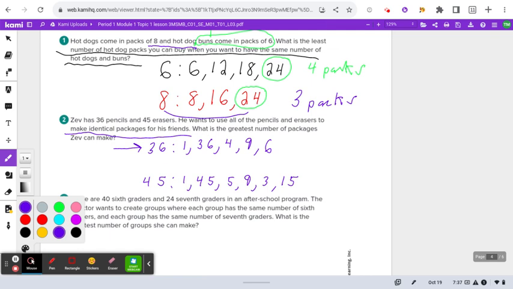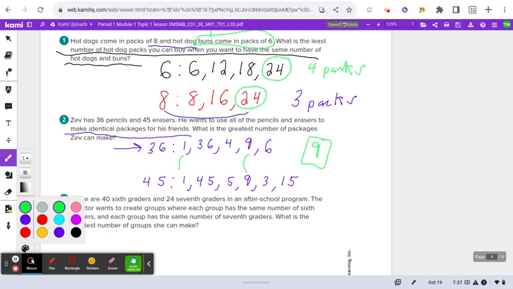So then you're looking for the greatest common factor. So I see a 1 on top and bottom. I see that's it, except the 9. So the only other common factor is 9, and that's the greatest common factor. So this would be 9. So they can have 9 packages.